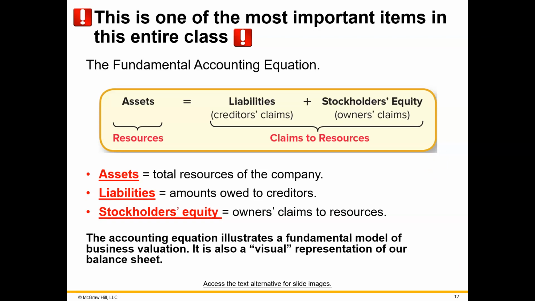So the accounting equation here illustrates a fundamental model of business valuation. It is a visual representation of our balance sheet, okay? That's really what it is. And when we get to talking about the balance sheet, you'll see that the things that go on a balance sheet are assets, liabilities, and equity. So anytime you've got questions about, oh my gosh, what should I put on this balance sheet? Does this go on the balance sheet? Is it an asset? Is it a liability? Is it equity? If it is, it belongs on the balance sheet, but we'll get to that later. It's just helpful to know that this equation, that A equals L plus E, is kind of a visual representation of your balance sheet. Okay.